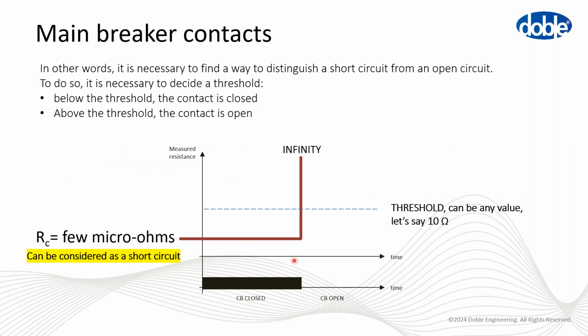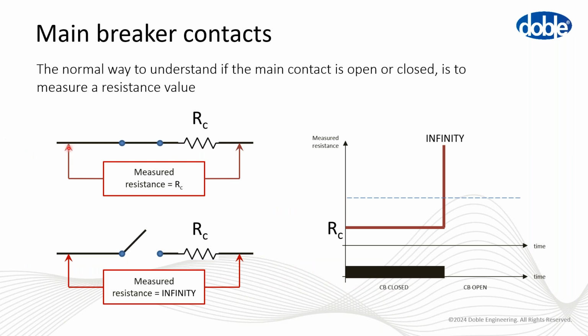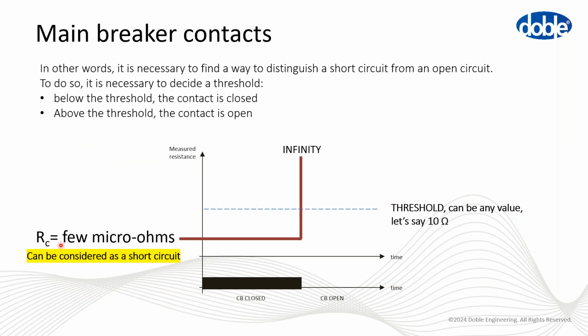How can we measure it? We just generate a voltage between these 2 points, and we measure the flowing current. If the current is greater than 0, the contact is closed. If it is 0, the contact is open. The contact resistance that we expect is very, very small, a few micro-ohms. So basically it can be considered a short circuit.